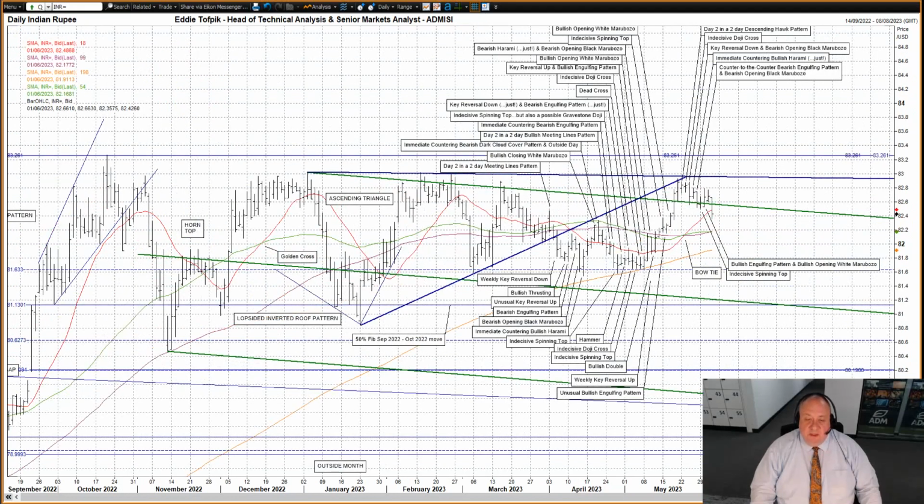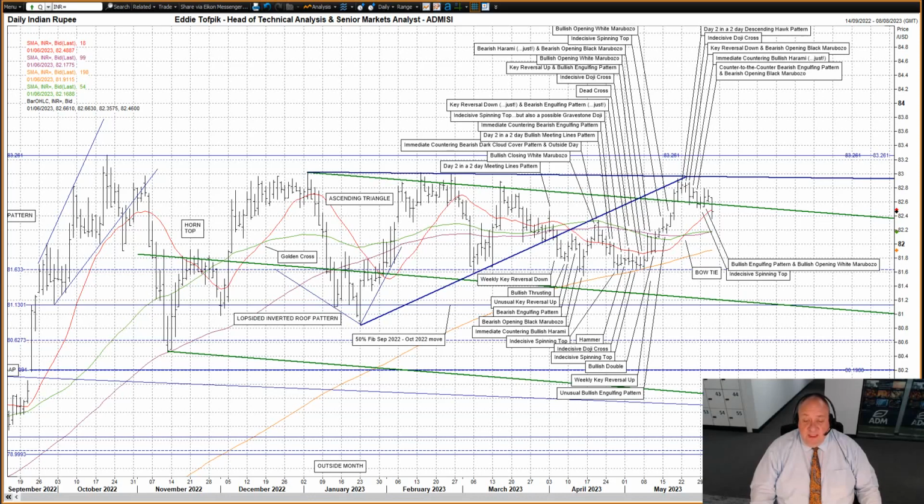US dollar against the Indian rupee. A second bullish white soldier yesterday, though I would hardly call it a follow-on or an endorsement of the previous session's bullish engulfing pattern and bullish opening white Marubozu, which in its turn I'd rated yesterday as an overreaction to the prior session's indecisive spinning top.